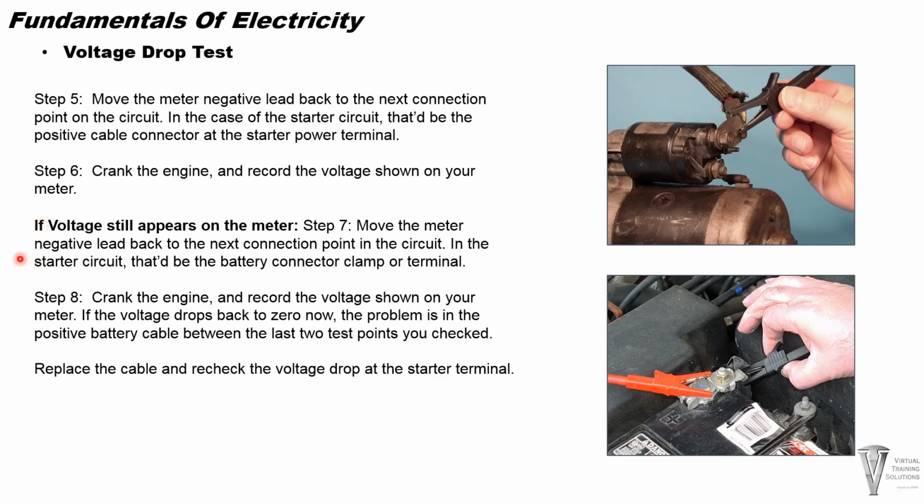If voltage still appears on the meter, move the meter negative lead back to the next connection point on the circuit. In the starter circuit, that'd be the battery connector clamp or terminal. Crank the engine and record the voltage shown on your meter. If voltage drops back to 0, the problem is in the positive battery cable between the last 2 points that you checked. So simply using your negative lead to follow the line back up to the battery will give you an adequate voltage drop test. In this case, you'd want to replace the cable and recheck the voltage.